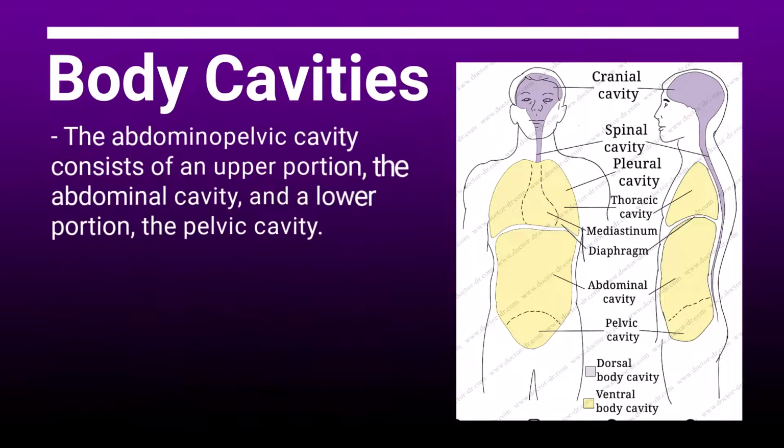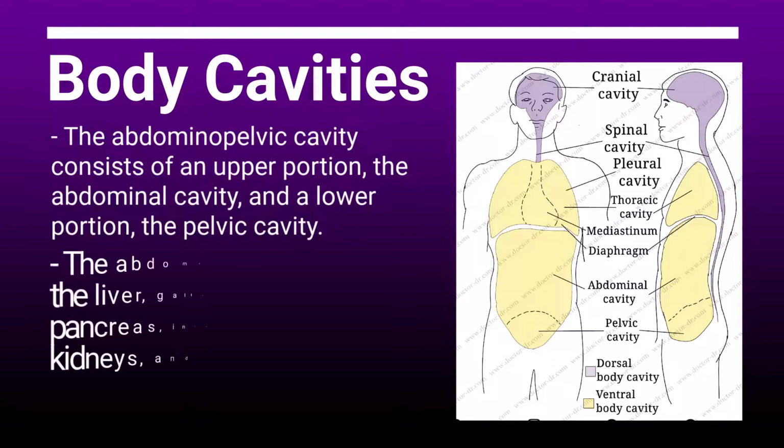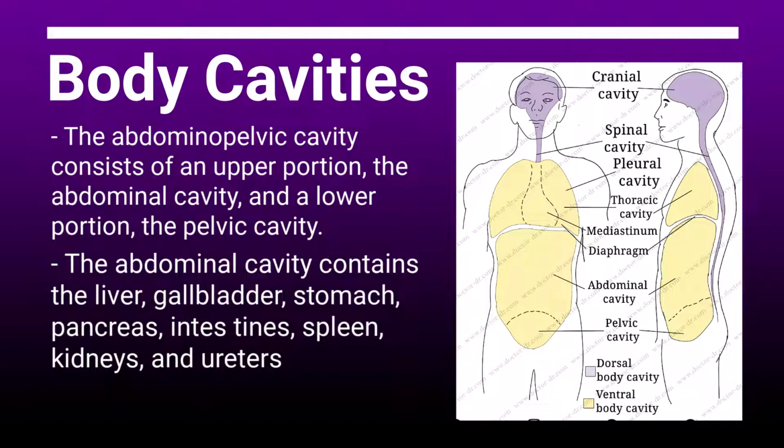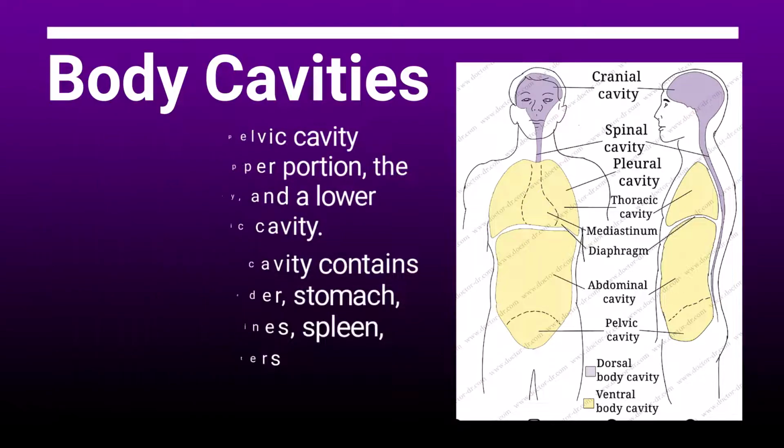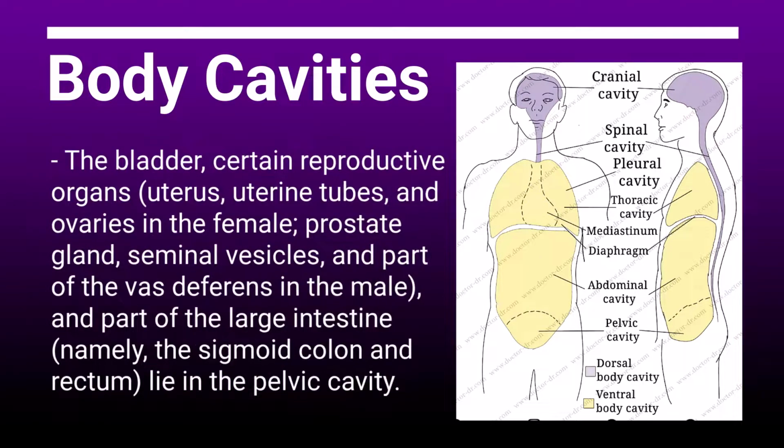The abdominopelvic cavity consists of an upper portion, the abdominal cavity, and a lower portion, the pelvic cavity. The abdominal cavity contains the liver, gallbladder, stomach, pancreas, intestines, spleen, kidneys, and ureters. The bladder, certain reproductive organs, uterus, uterine tubes and ovaries in the female, prostate gland, seminal vesicles, and part of the vas deferens in the male, and part of the large intestine, namely the sigmoid colon and rectum, lie in the pelvic cavity.